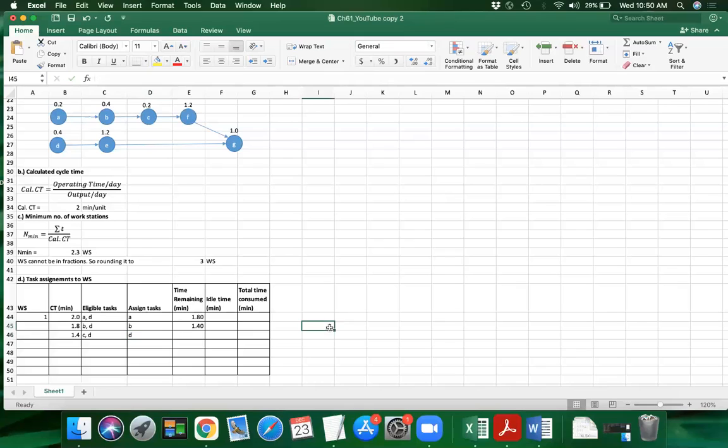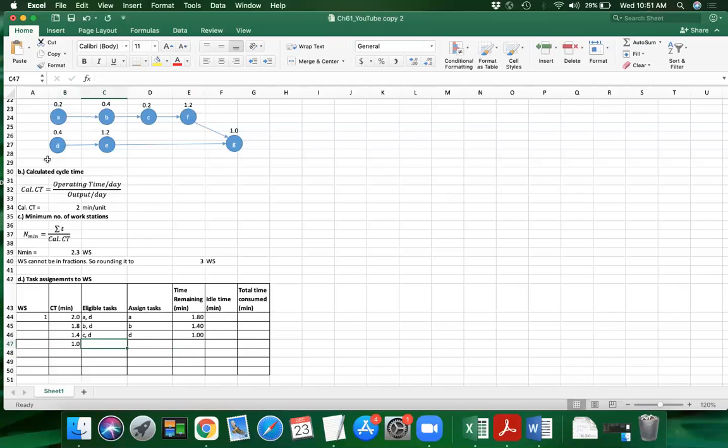Now, sometimes it could happen that you cannot fit in 0.4 minutes because you don't have enough time left. Let's say that instead of 1.4 minutes, you only have 0.3 minutes left. In that case, you cannot assign D, so you would go back and assign C. Just telling you, because there could be questions like that in the exam. You need to be aware of these rules. So D is going to take 0.4 minutes, so time remaining will be 1 minute. We'll bring 1 minute over here.